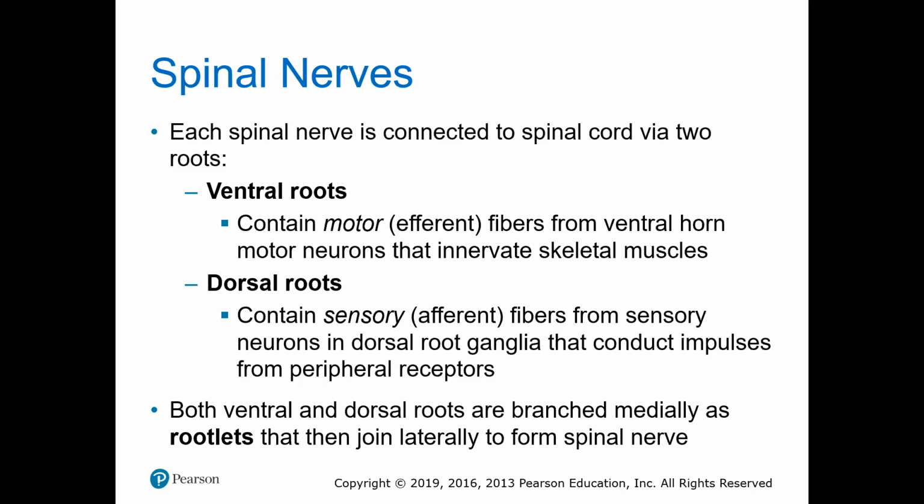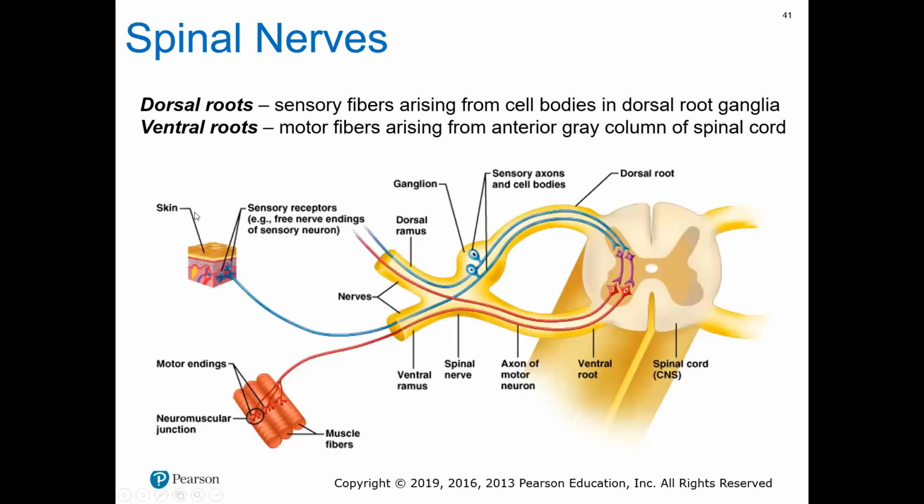The dorsal root is sensory. It picks up information from all the sensory receptors scattered around the body, and it's coming in on the dorsal or posterior side of the spinal cord. And so here's what it looks like. Here is a sensory receptor in the skin coming in on a sensory nerve into the dorsal horn. We call this portion of it the dorsal root, connecting to the dorsal horn.